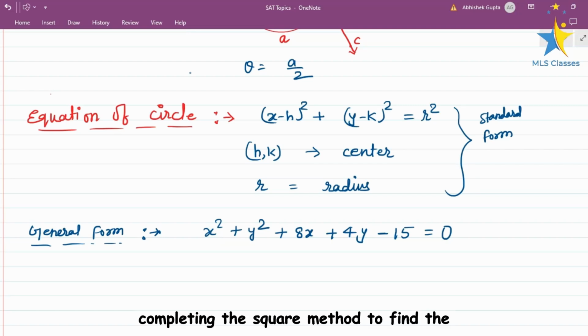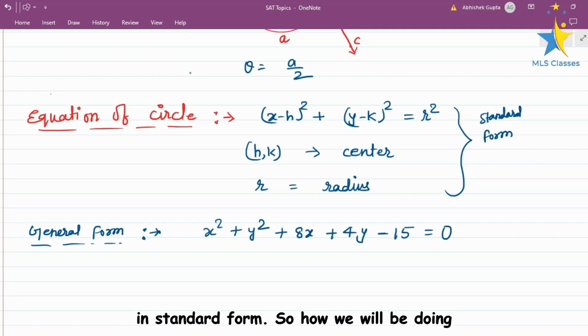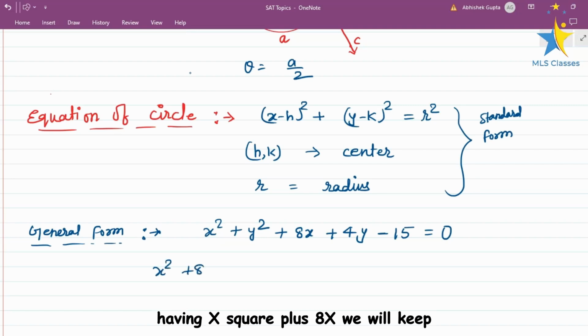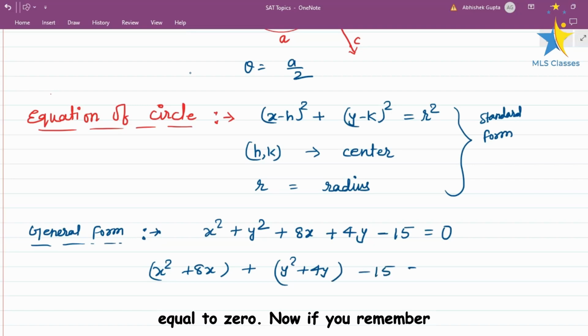Then we will use the completing the square method to find the equation of the circle in standard form. So how will we do that? We will complete the square for both variables x and y. So we keep x square plus 8x together, plus y square plus 4y, minus 15 equal to 0.